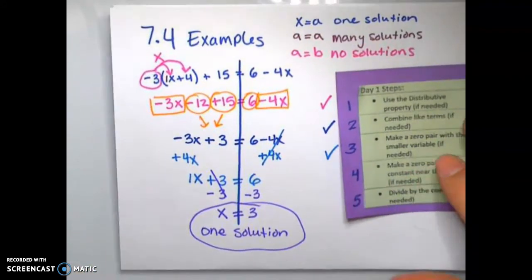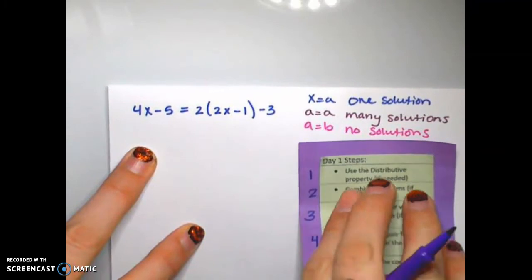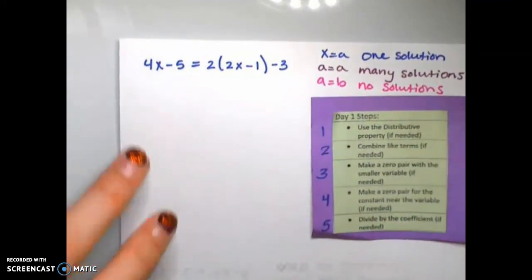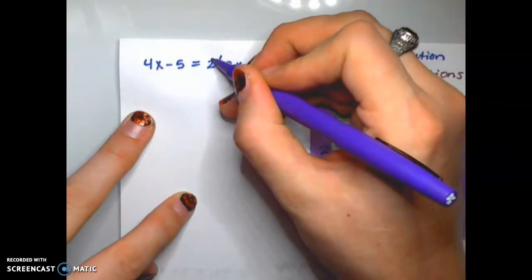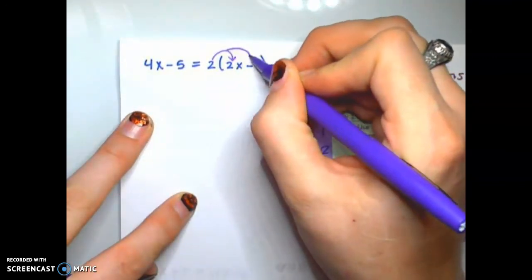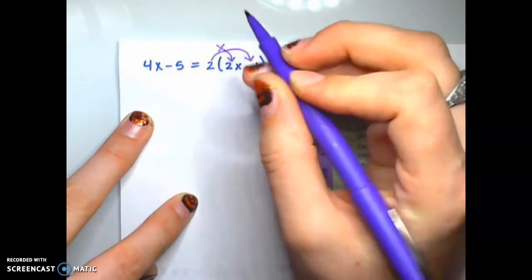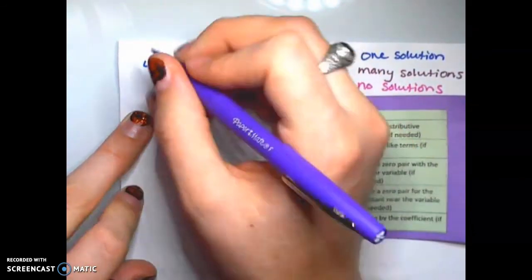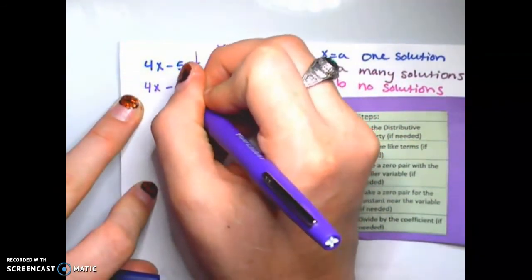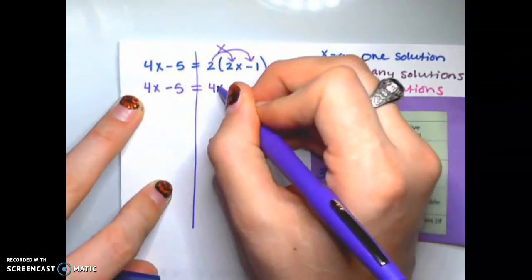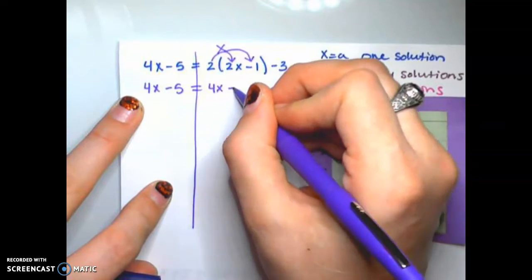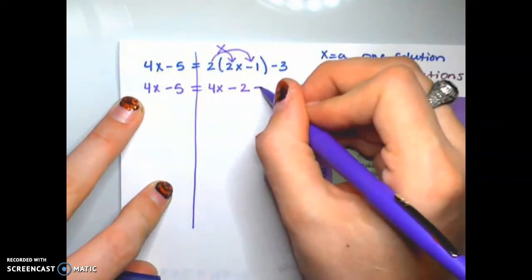All right, let's do another one. Again, step 1, I'm going to use the distributive property. So I'm going to take this 2 and multiply it to everything on the inside. And don't forget your line. So I'm going to bring this down: 4x minus 5 equals 2 times 2 is 4x, 2 times -1 is -2, and bring down this -3.